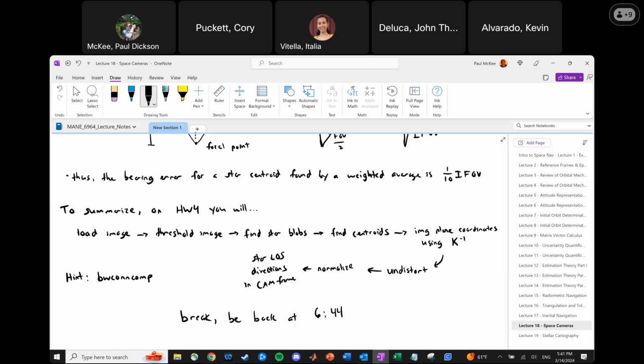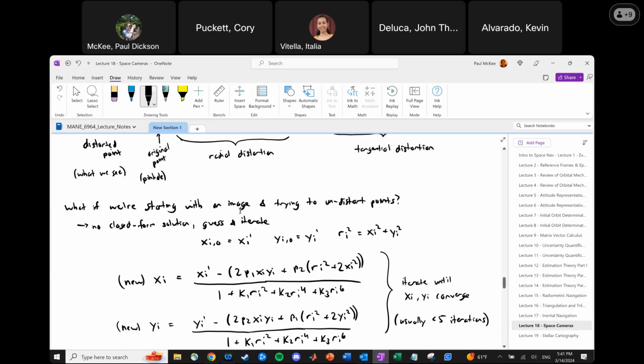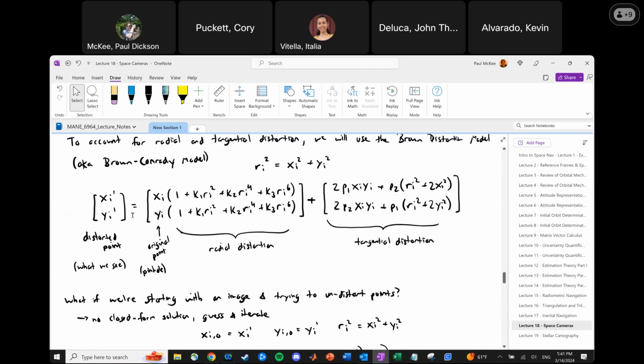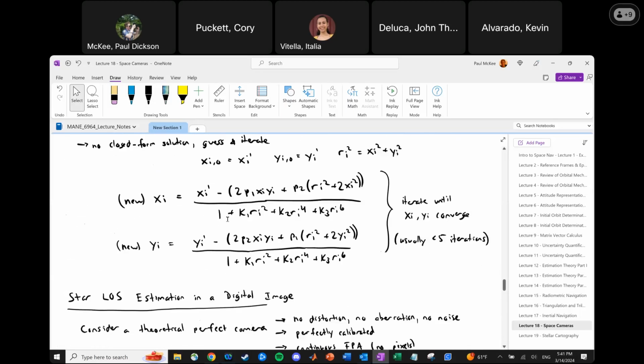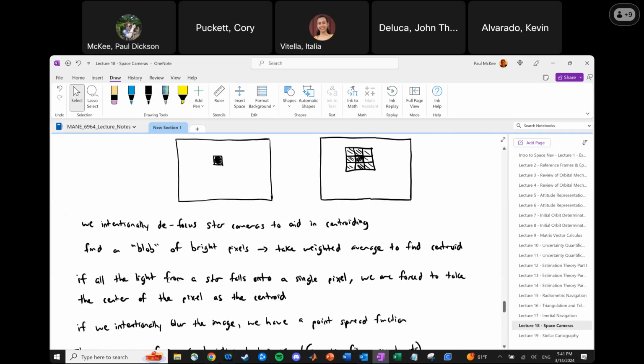There you go. Thanks. Yep, and so that's going back to this concept from the end of last class, where you've got a point on your image plane, which has been distorted by physics. You need to undo that using these equations. And it's essentially an iterative solution, and you find your undistorted points.